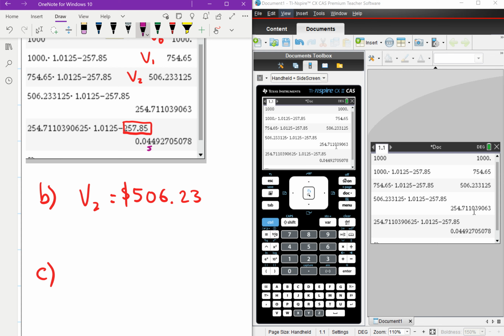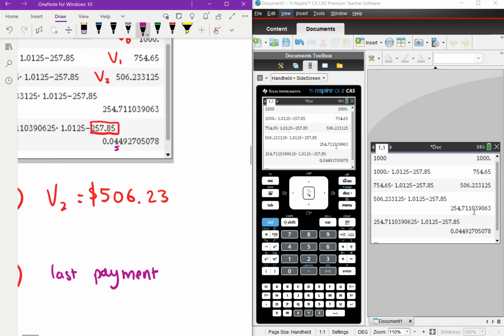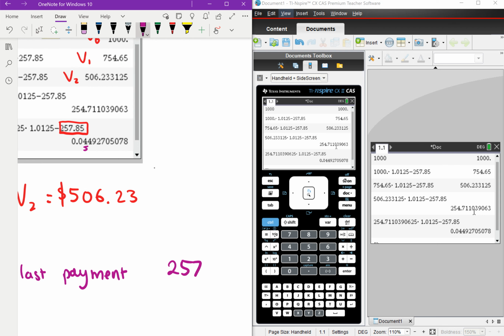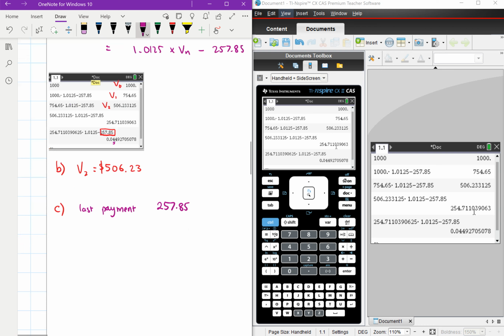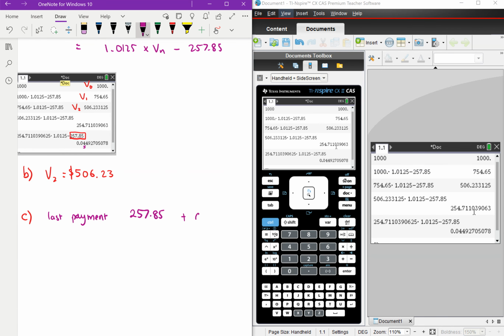So if her last payment was normally $257.85, there's still that owing of 0.04 cents. So we can round this up to 257.89449, which you can say she can pay $257.89.